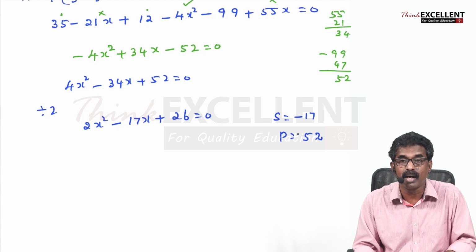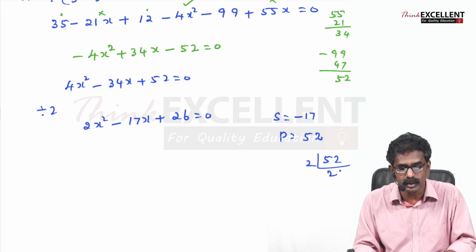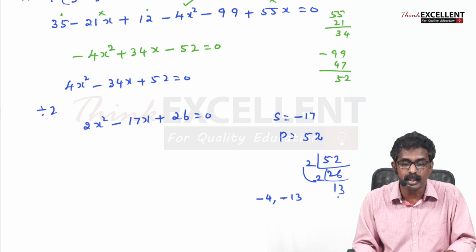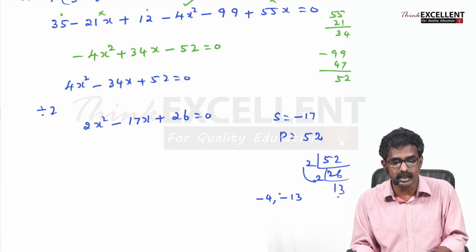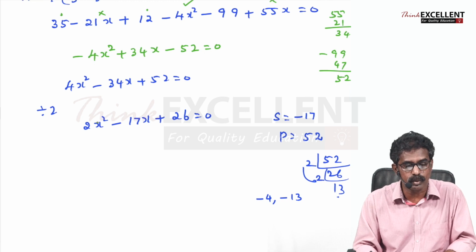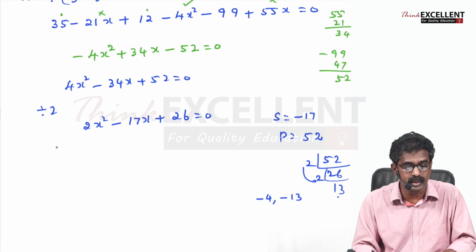If you add, you have to get minus 17. If you multiply, you have to get 52. So 2 table 26. Again 2 table 13. So 13 and 4, right? So minus 4 and minus 13. Check it. If you add these two, you will get minus 17. Multiply, minus into minus is plus, 4 into 13 is 52. So split the middle term because the coefficient is not 1. X square coefficient is not 1.